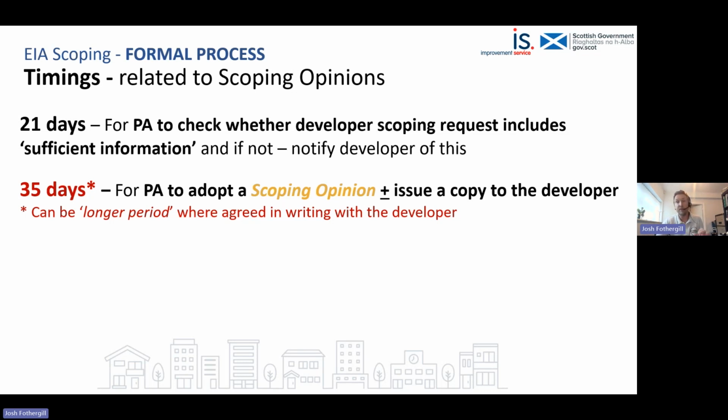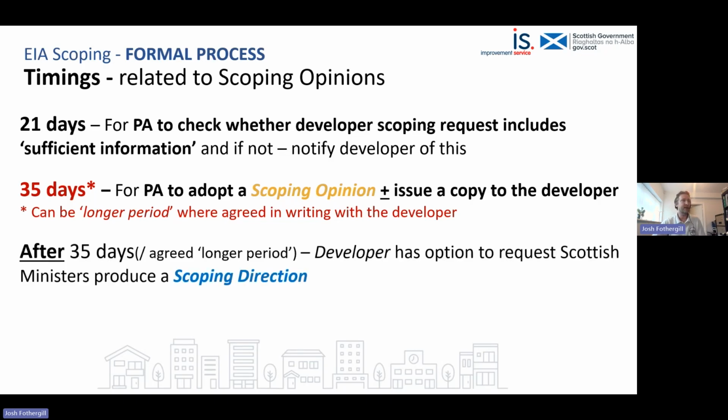So we're aiming for 35 days. If it's looking like it's going to be over, don't leave that to day 35 to get in touch with the developer. Clearly seek to agree that. But obviously when we have that longer period agreed, then we need to be making sure we're hitting it. So after 35 days, or the agreed longer period, the developer does have the option to request that the Scottish ministers instead produce a scoping direction.